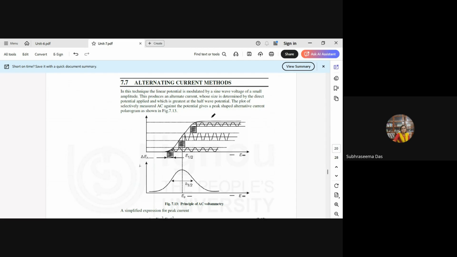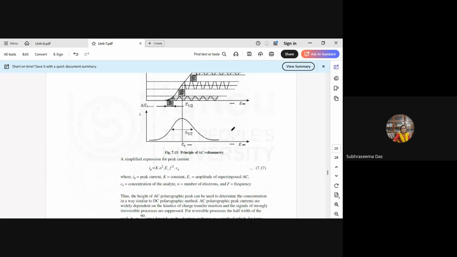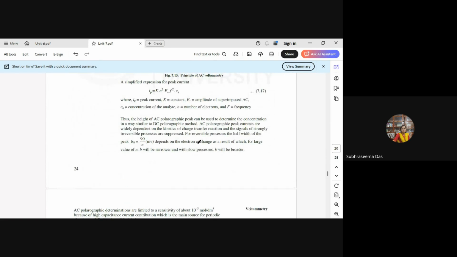In this technique, the linear potential is modulated by a sine wave voltage of small amplitude. This produces an alternating current whose size is determined by the direct potential applied, and which is greatest at the half wave potential. So the plot of the measured AC current gives a peak shaped alternating current, as shown here in figure 7.13.